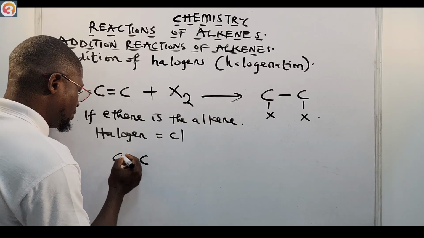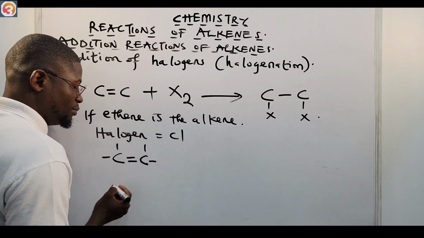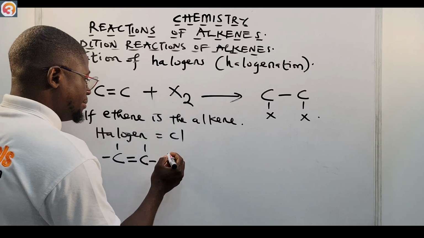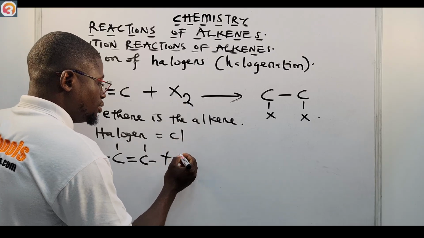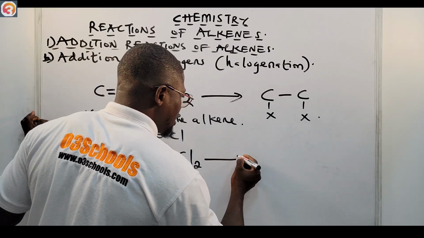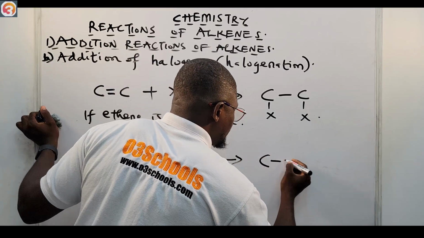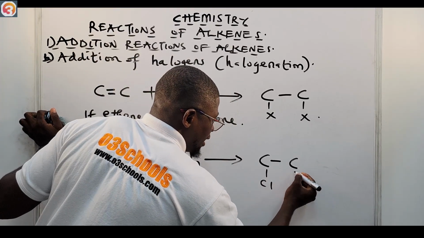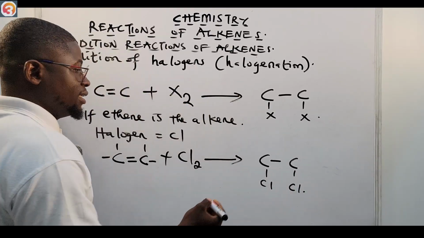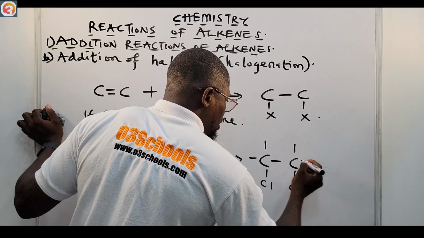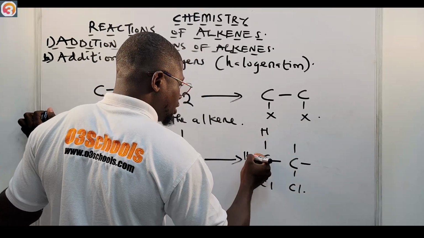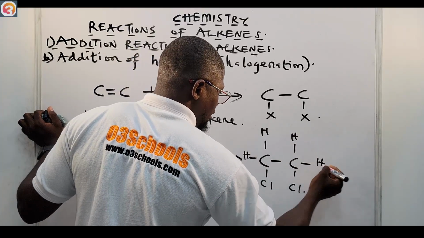The ethene will now be C double bonded to C. Of course, we'll complete our structure now because we already know we're using ethene. Then plus halogen, chlorine, Cl2. So it's now going to give us C single bonded to C, then here Cl, then here Cl. Then we can complete our structure: 1, 2, 3, 4, 1, 2, 3, 4. This is H, this is H, this is H, this is H.